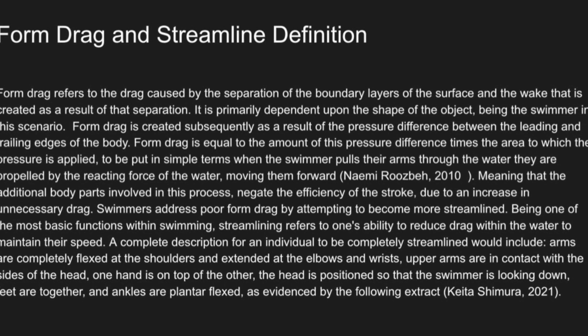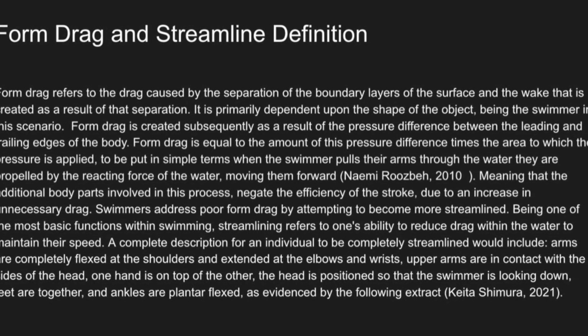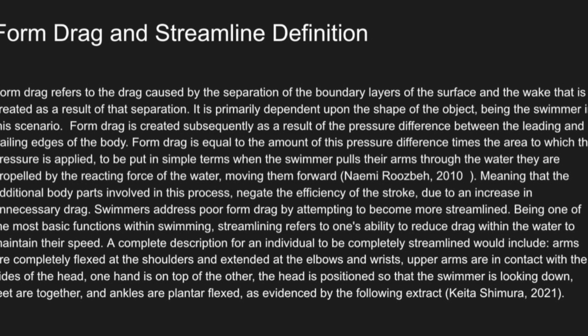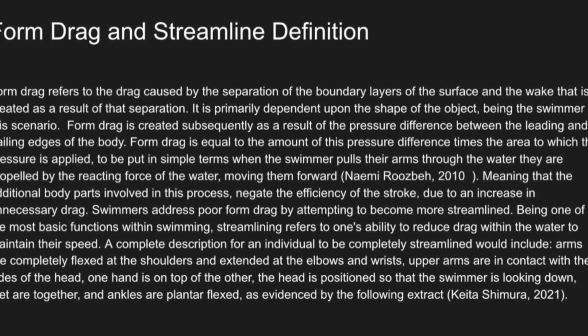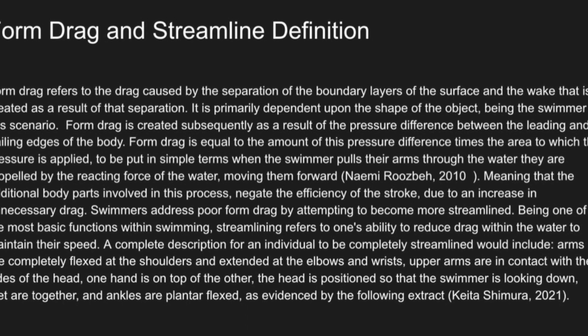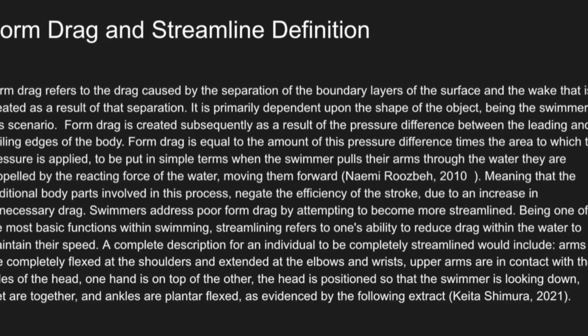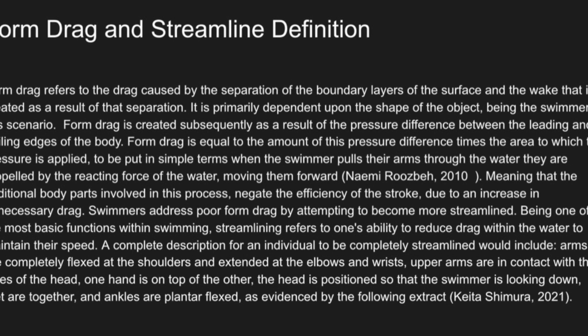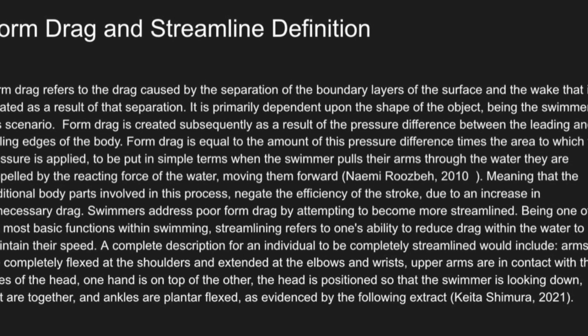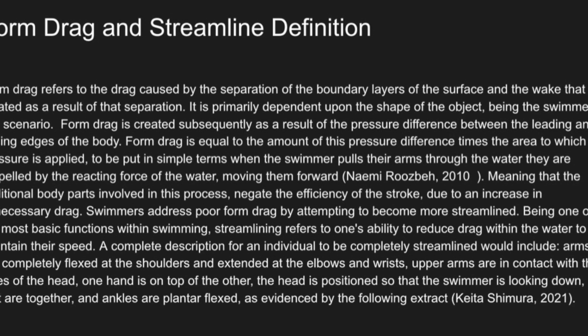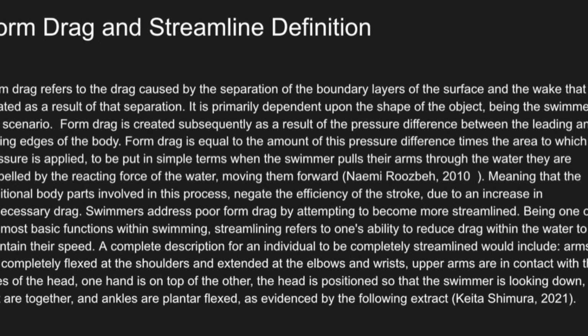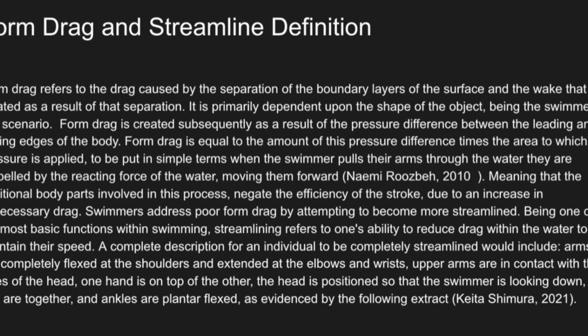Being one of the most basic functions within swimming, streamlining refers to one's ability to reduce drag within the water to maintain their speed. A complete description for an individual to be completely streamlined would include: arms are completely flexed at the shoulders and extended at the elbows and wrist. Upper arms are in contact with the side of the head. One hand is on top of the other. The head is positioned so that the swimmer is looking down. Feet are together and ankles are plantar flexed, as evidenced by the following extract.